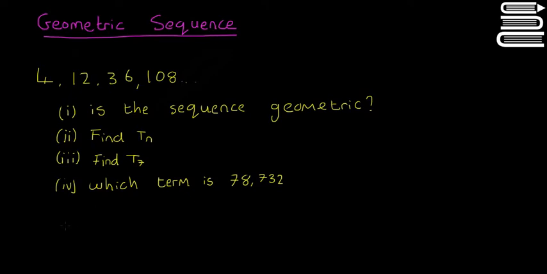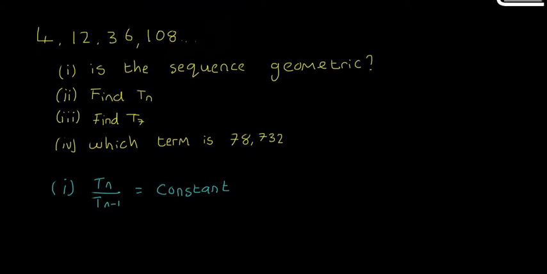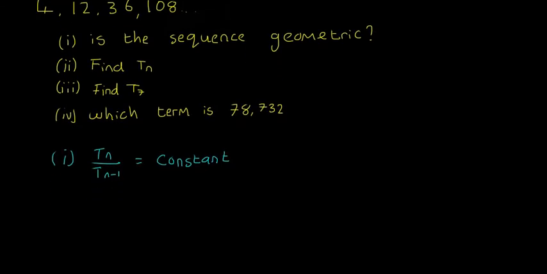Is the sequence geometric? The way we're going to find out if a sequence is geometric is t of n divided by t of n minus 1 is equal to a constant. If this rule is true, then it's geometric. So we have to test that. I'm going to take t of 2 and divide it by t of 1. So 12 divided by 4 is equal to 3.